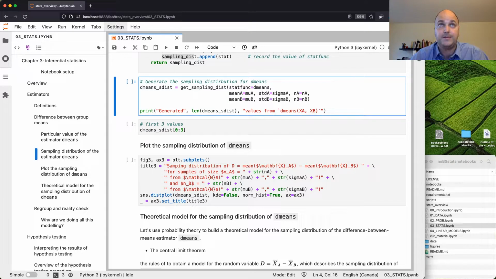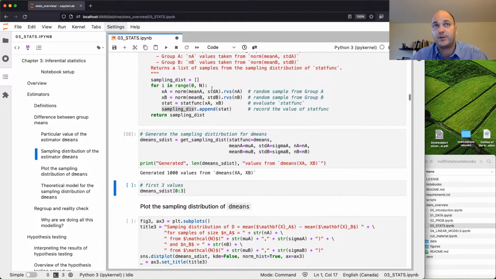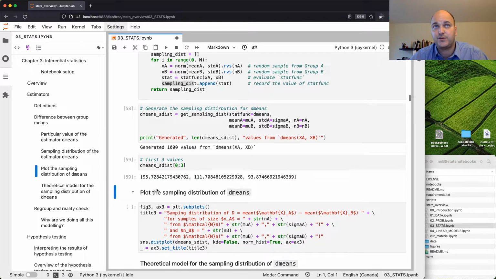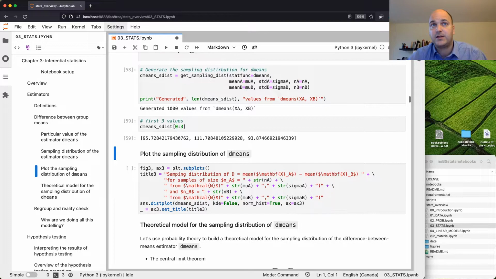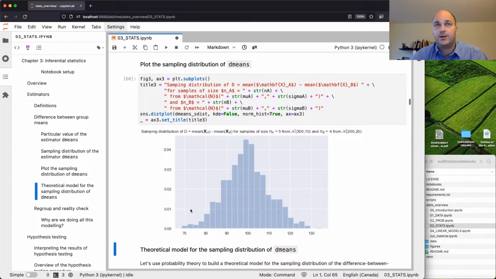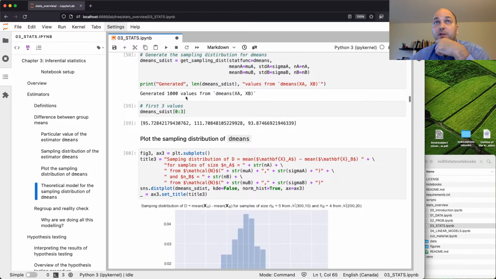What do we get? This defines the function, now I'm calling it, and we generated 1000 samples. Let's look at a few of the values. We saw that earlier. Now let's plot it. I did not run the cell. It looks like some sort of shape. Maybe normal, who knows? Okay, so the difference between group means computed from 1000 samples.